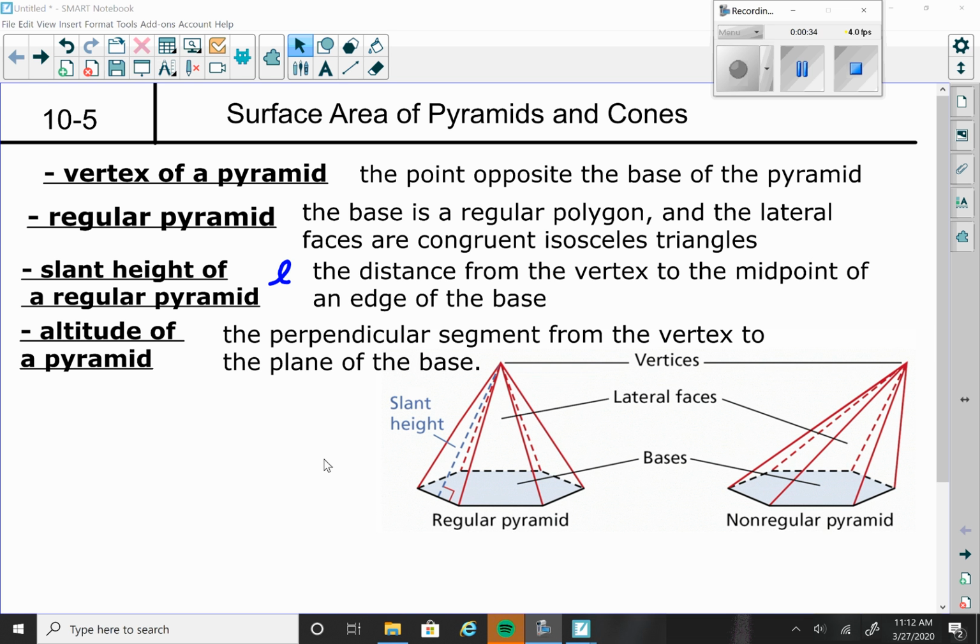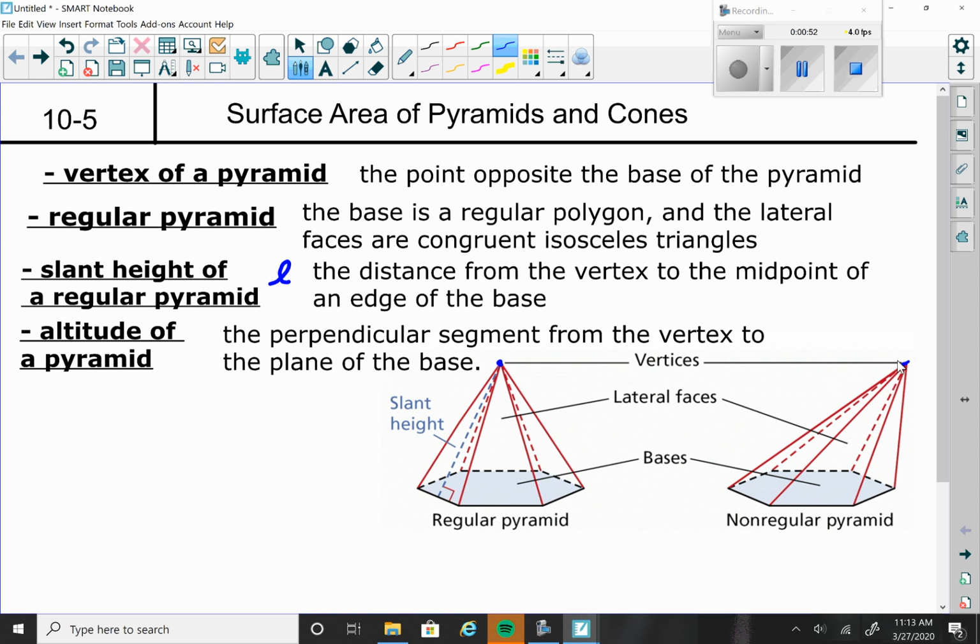So we have vertex of a pyramid. That's the point that's opposite the base, up at the top. That's going to be the vertex of your pyramid, up at the top. A regular pyramid, like a regular polygon, is a pyramid that has a base that is a regular polygon.